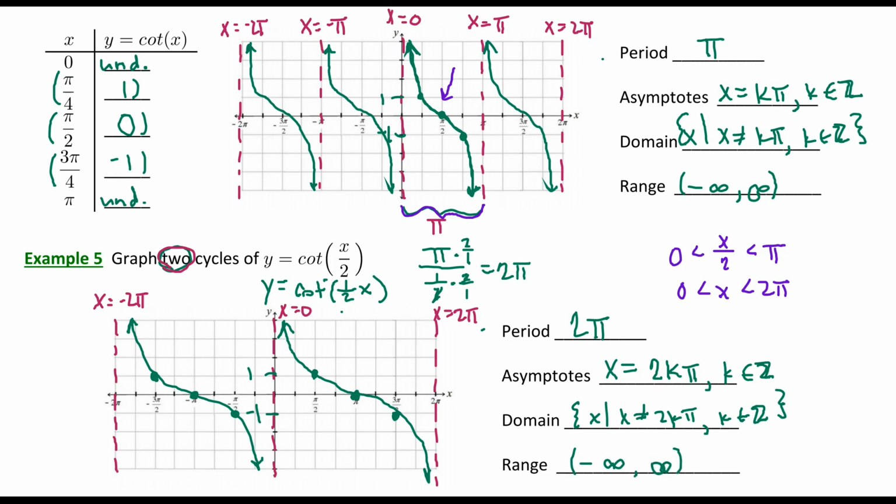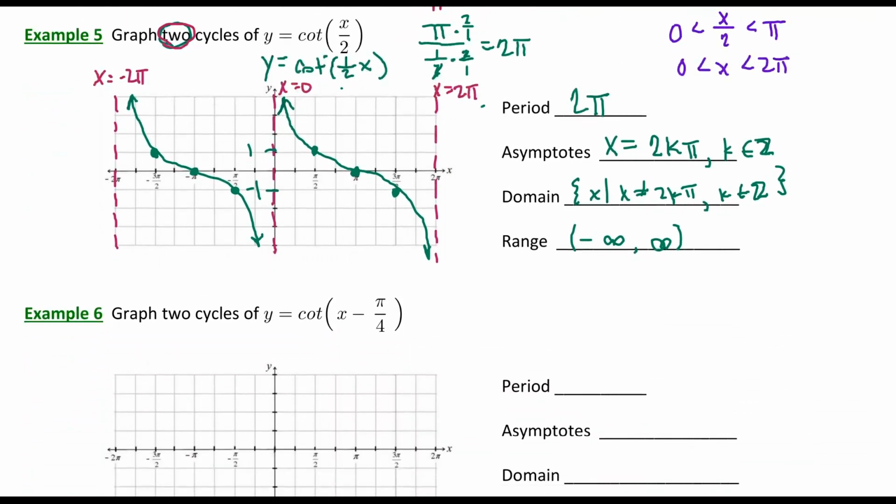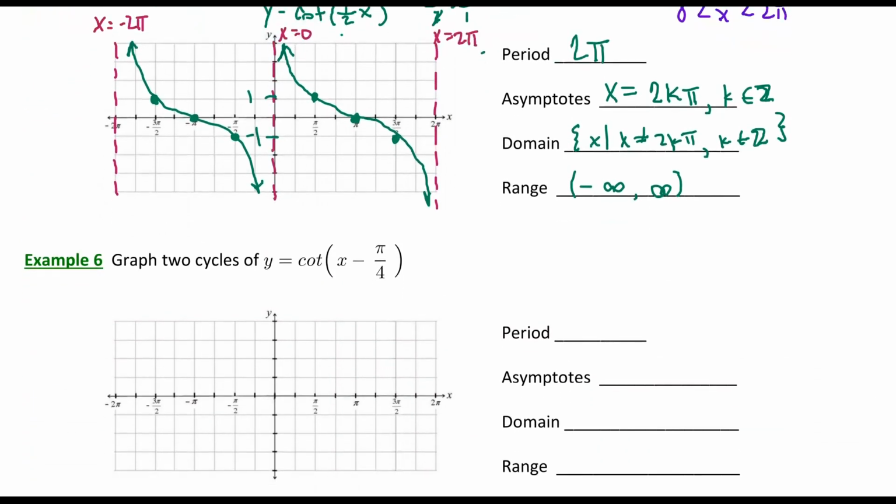Now let's go ahead and practice a transformed function that experiences a horizontal shift. In example 6, we want to graph 2 cycles of y equals cotangent of x minus pi over 4. Notice, because we're subtracting pi over 4 from the argument, that this graph is going to shift pi over 4 units to the right. So we're looking at the original cotangent function shifted pi over 4 units to the right.